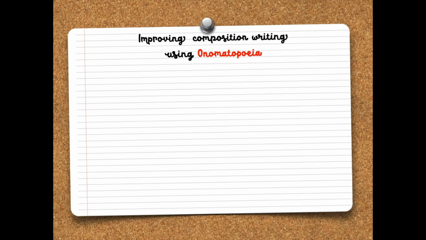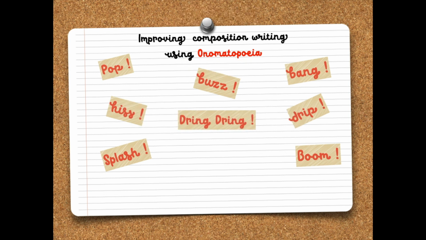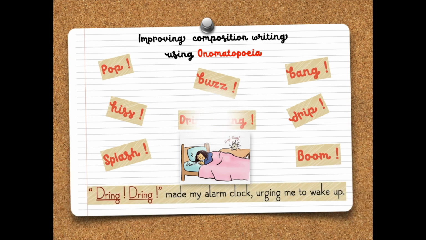This time, we are going to use onomatopoeias for improving our composition. Onomatopoeias are words which mean nothing more than the sound they make. For instance, pop, buzz, bang, hiss, drip, splash, boom, and drrring. Interesting, isn't it? Well, you can also use them in your composition. An example would be: drrring, went my alarm clock, urging me to wake up. Voila, I'm sure you'll use this type of words next time.